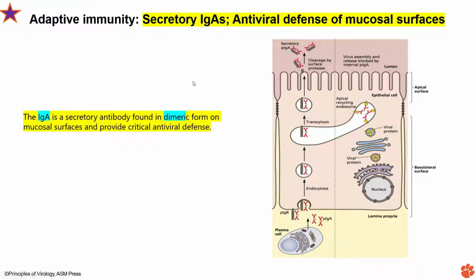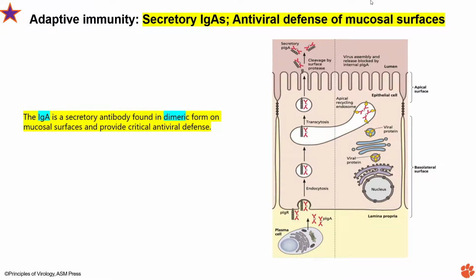And remember that normal Ig, or the immunoglobulin, is Y-shaped, and see that there are two Ys back to back. What it means is that they are in the dimeric form. This is what is important. Most of them are monomeric, but this is dimeric. IgM, if you remember, is pentameric, but I'm not asking that. Very specific: IgA is the secretory antibody found in the dimeric form on mucosal surfaces for critical antiviral defense. And try to find what the secretory antibody is and how it is found in that case. So that's it pretty much.